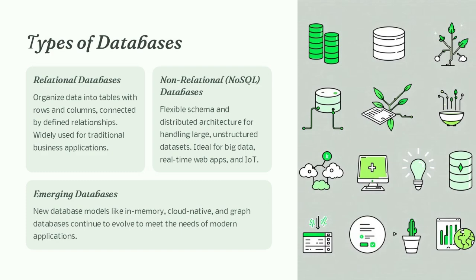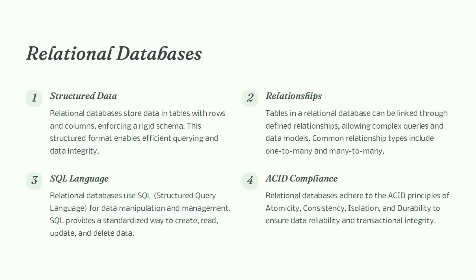Emerging database models like in-memory, cloud-native, and graph databases continue to evolve to meet the needs of modern applications. Relational databases store data in structured tables with rows and columns, following a predefined schema. This structured format enables efficient querying and ensures data integrity.